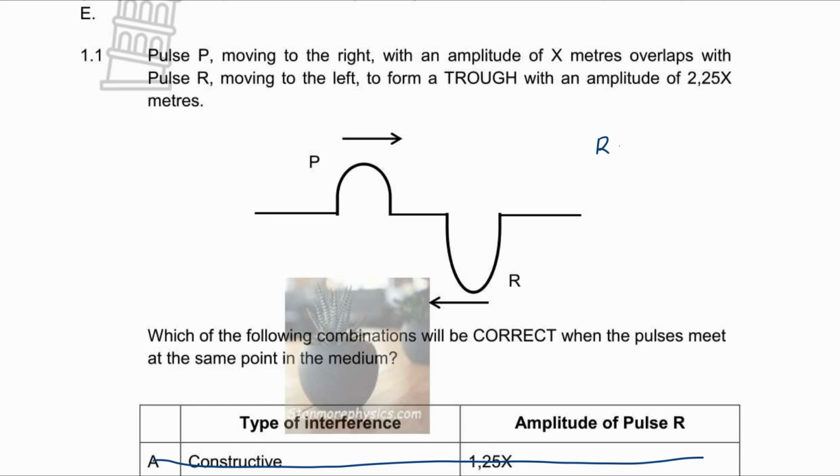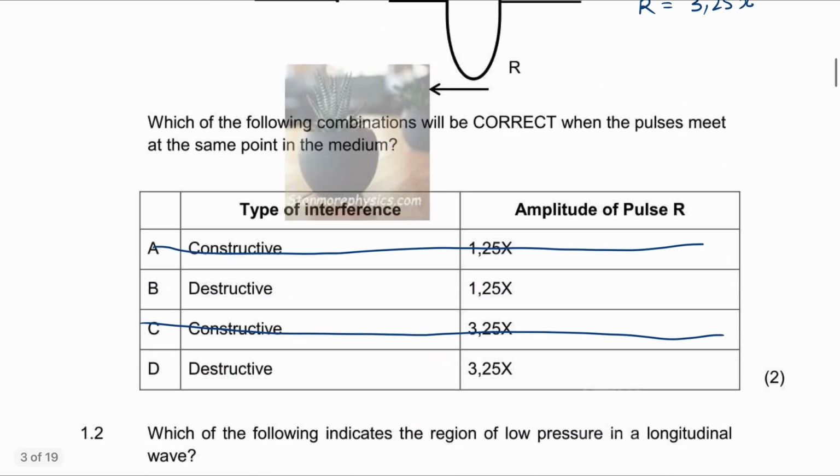I'll say that R minus P, because this is destructive interference so you subtract, is equal to the resultant, which is 2,25x. Now they tell us that P has an amplitude of x, so R minus x equals 2,25x. Then you take the x over, R is equal to 3,25x. The answer then is going to be D.